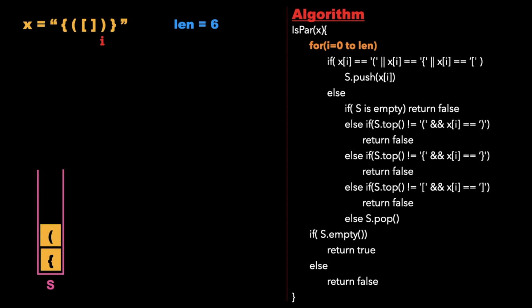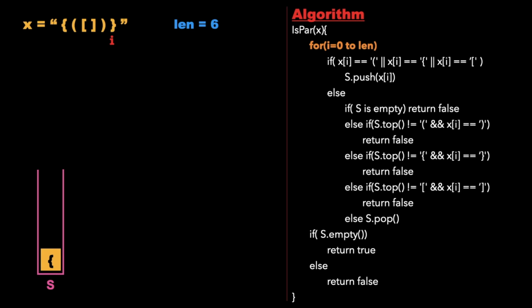Now I points to the closing curly bracket, where the if condition fails, so we move on to the else part, where we check whether the stack is empty, which is false. So in this case, the second part is true, that is x of i is equal to closing curly bracket, but s of top is equal to opening curly bracket, but this condition is false. Therefore, we finally pop that particular element from the stack. That is, we pop the opening curly bracket and increment i.